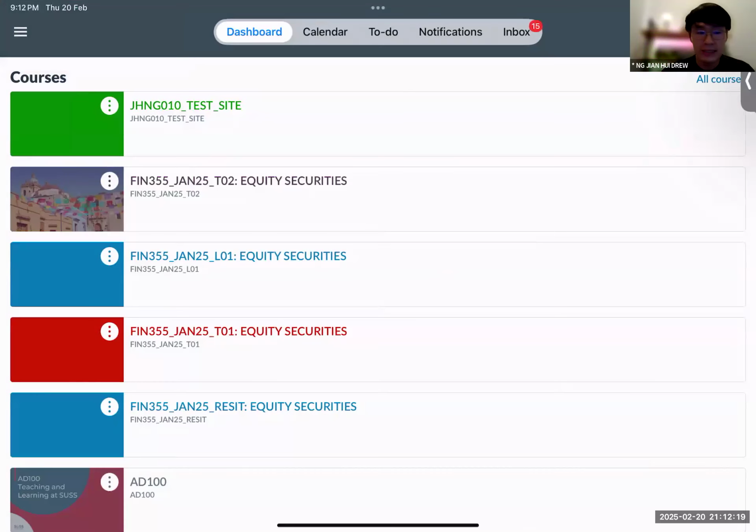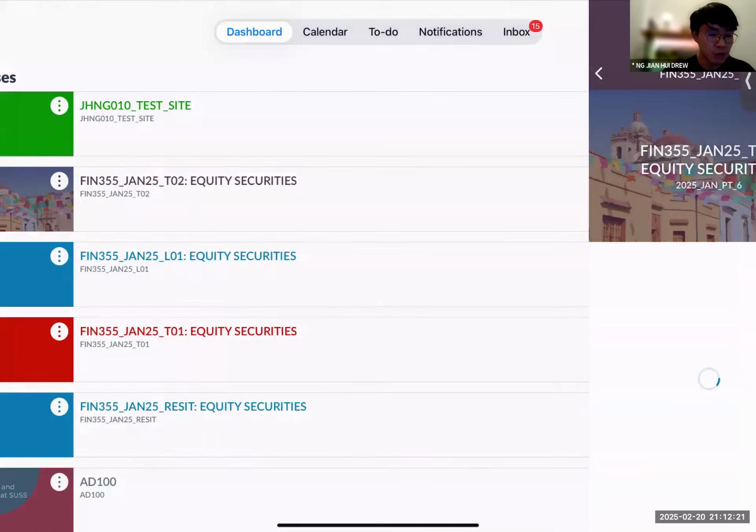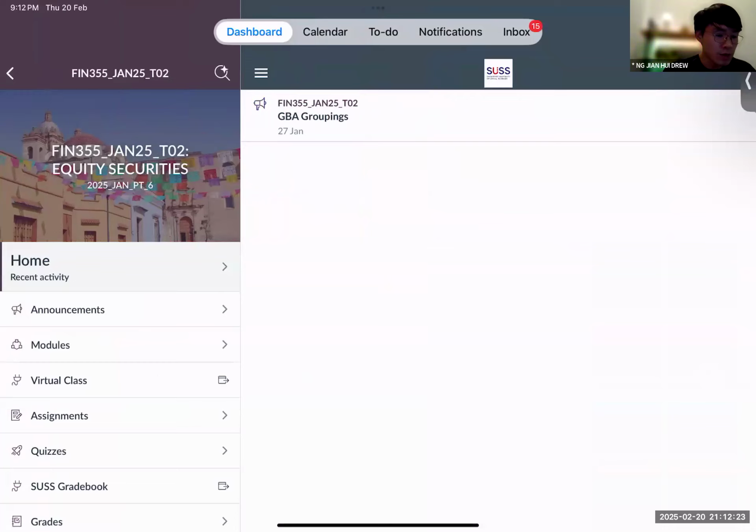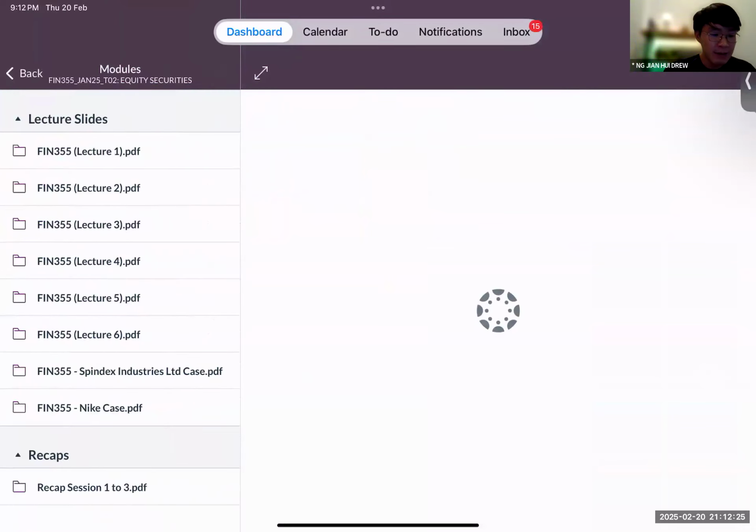So I'm just going to our tutorial group. If you notice, there is this Spindex case. Spindex is actually a company listed on SGX as well. Unfortunately, you can't use that company because I already gave you almost like a model answer. I'm pretty sure you can do much better than that, but this is a very good write-up in terms of some analyses that can be done.